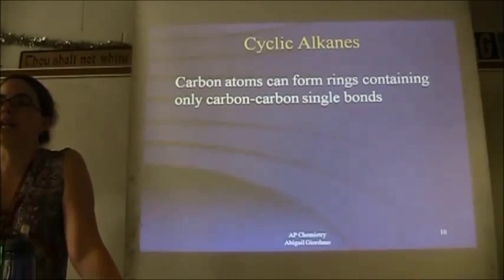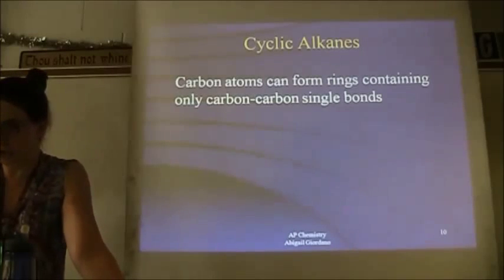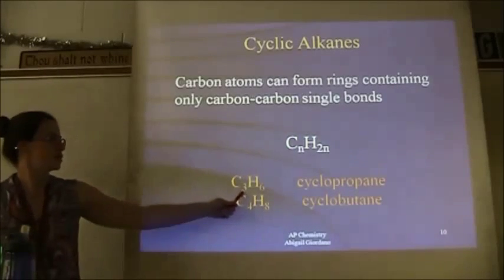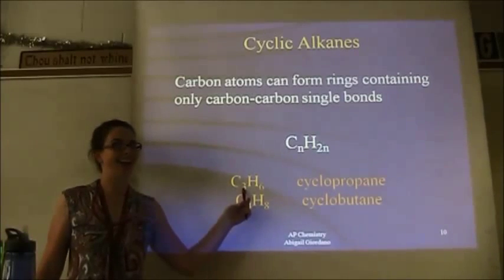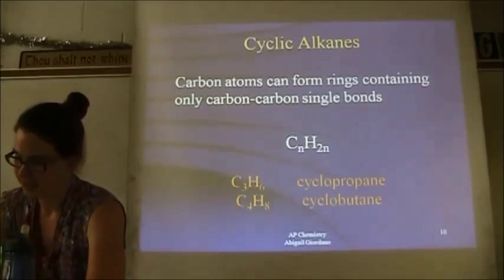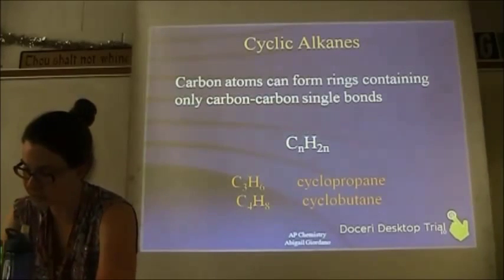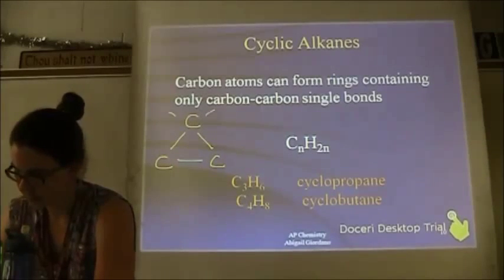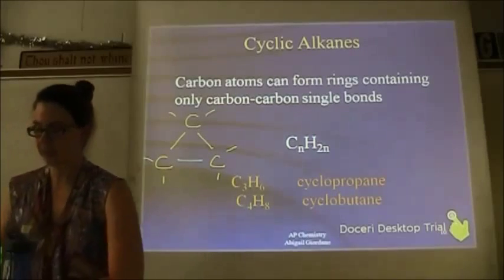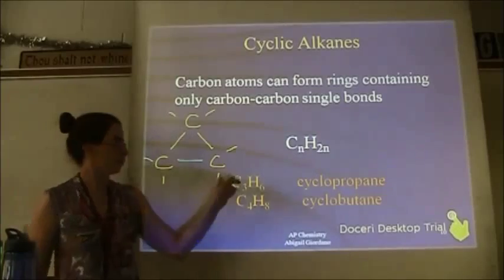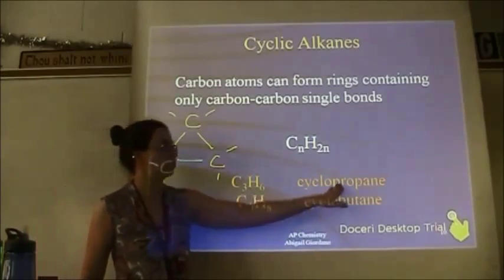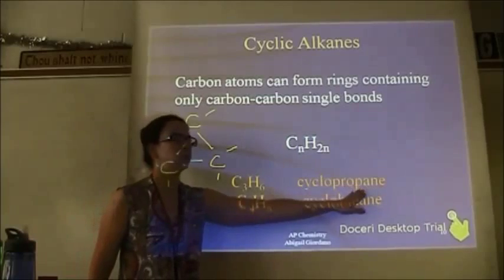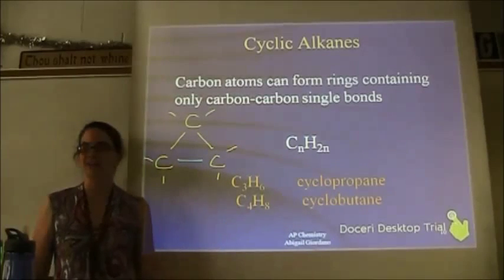So what if you do join them in a shape, not just in a long chain, but a shape? Those are called cyclic alkanes. Ladies and gentlemen, what do you call a three-sided figure? A triangle, very good. So if you put three carbons in a shape, each carbon has two hydrogens coming off. Meth, eth, prop, three carbons, and they're all single bonds, so it's still propane. But they're not in a straight chain, they're in a shape. Cyclopropane.